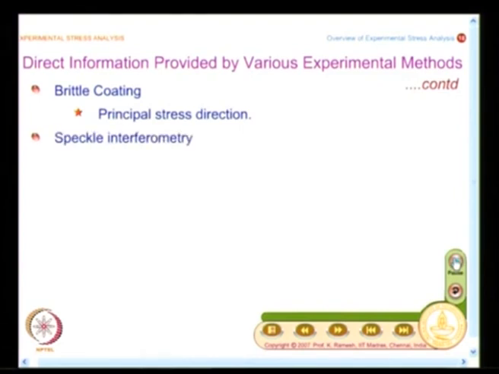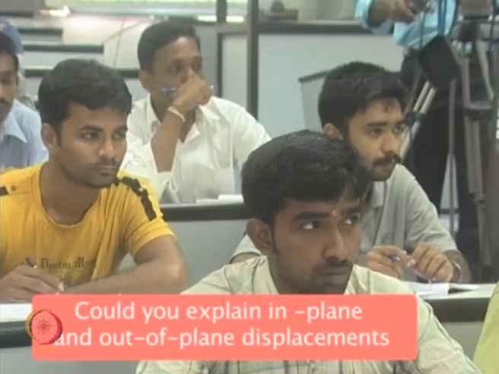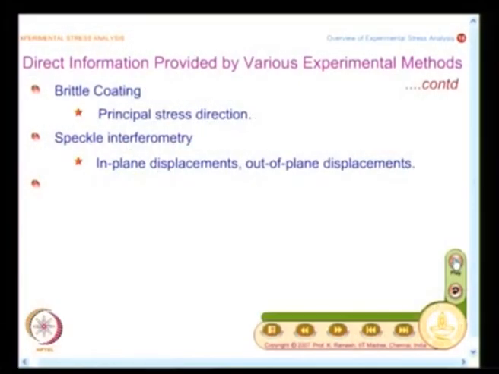Then you have speckle interferometry, which is a variation of holography, and which gives in plane displacements, and you can also get out of plane displacements. Yes? Could you explain in-plane and out-of-plane displacements? See, when you are looking at 3 displacement components u, v and w, in-plane displacement means you are essentially looking at u and v displacements, and if you want out of plane displacement, that is a w component, then it is out of plane displacement.